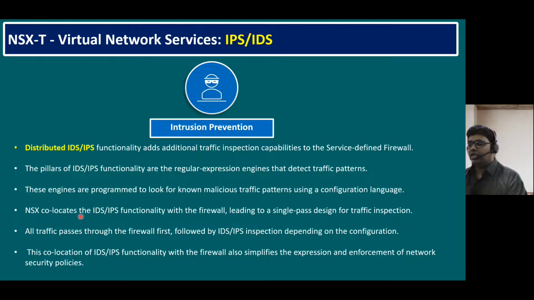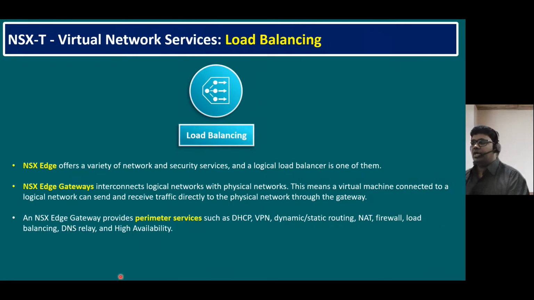NSX co-locates the IPS/IDS functionality with the firewall, leading to a single-pass design for traffic inspection. All traffic passes through the firewall first, followed by IDS/IPS detection, depending on the configuration. So first it will go to the DFW, and then it will be followed by this inspection, and then depending on our internal configurations. This co-location of IDS/IPS functionality with the firewall also simplifies the expression and enforcement of network security policies.